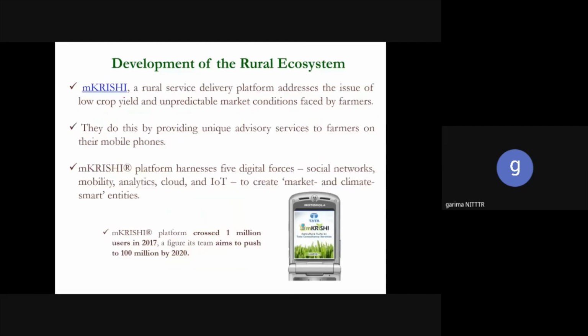Then the M Krishi app, which is a service delivery platform addressing the low crop yield and unpredictable market conditions faced by farmers. They have provided solutions using five digital forces: social networks, mobility, analytics, IoT, and cloud. They are providing market and climate tech entities. By 2020, they aim to cross 100 million users on their app. This is a Tata app, and they are utilizing it with the help of TCS.